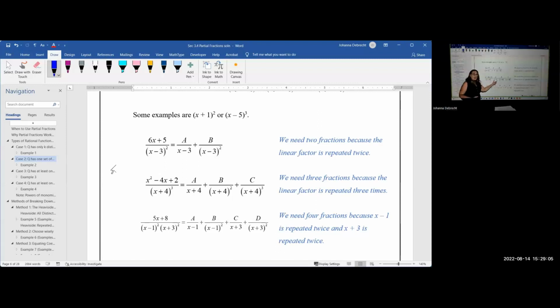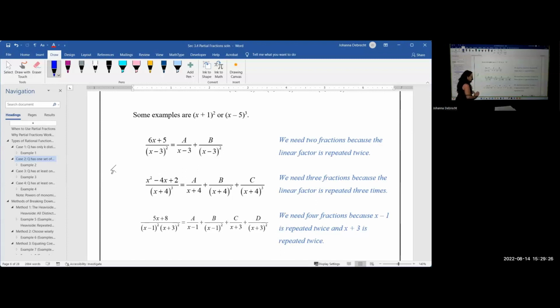So I need a denominator of x plus 4, a denominator of x plus 4 squared, and a denominator of x plus 4 cubed. And then the numerators are again unknown. We don't know what they are yet. The method of partial fractions will let us find those out. The last example that we have down here actually has 2 repeated linear factors.